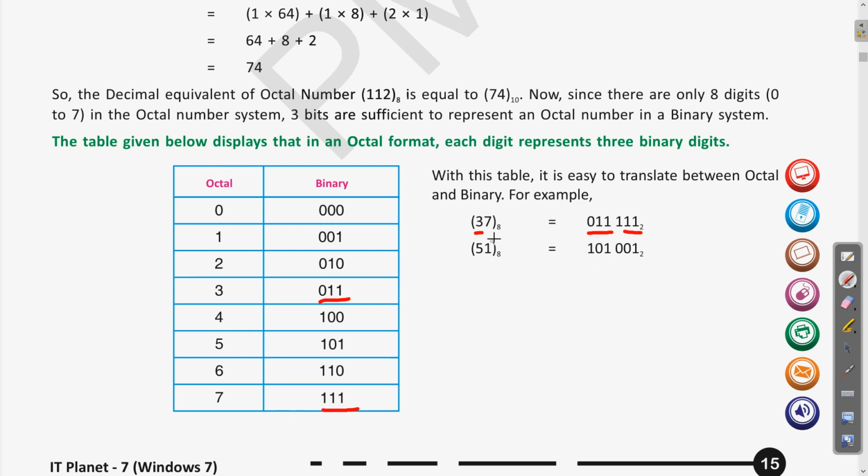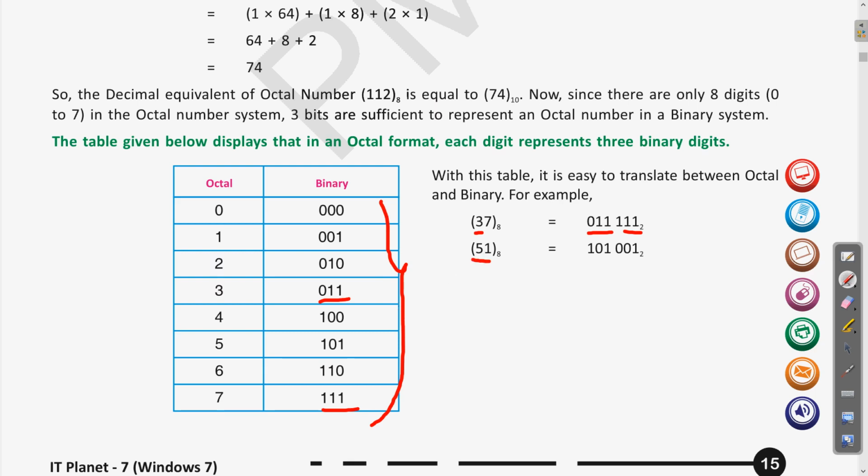Clear? So if you know the exact binary equivalent of all of these digits, you can easily write it. If you don't want to do the successive division again, you can learn this table, but it is very easy. When you practice it, it will be remembered. It will not be required to learn.